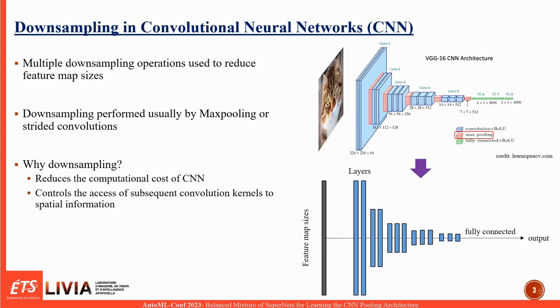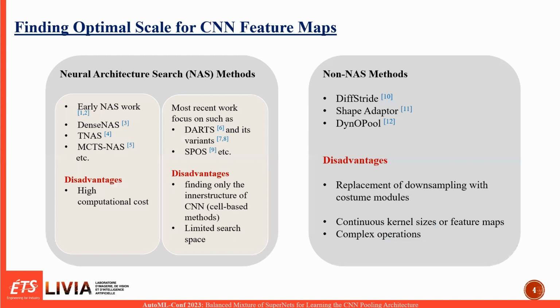In a typical CNN, several downsampling layers are often used to reduce feature map sizes, and they are usually performed by either max pooling or strided convolution. They are important because they reduce the computational cost of the CNN and control the information that is passed through the network. The problem of finding optimal pooling configuration can be cast as a neural architecture search or NAS problem.